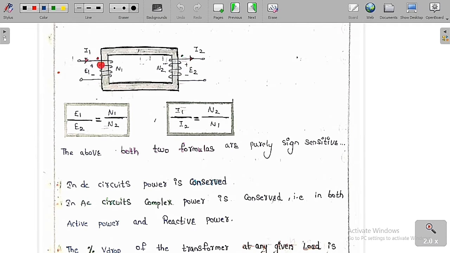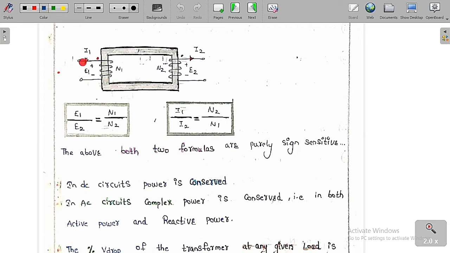Therefore in a transformer, if this dot is positive, simultaneously this dot is also positive because they have the same polarity. The dot means they have the same polarity. If this is positive, then this is also positive, which is plus or minus E1 means plus or minus E2. If this dot is positive, this dot is also positive.